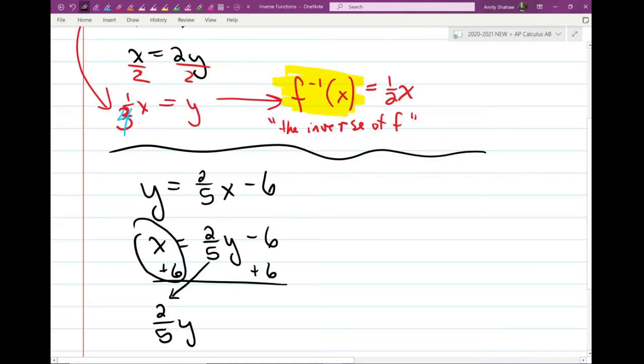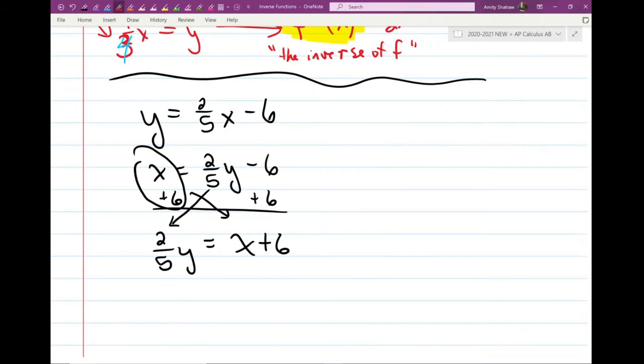And then I have all of this, x plus 6, and I'm going to move it on this side of the equal sign now, x plus 6. And then when I want to solve for y, shouldn't I multiply by the reciprocal, 5/2? Oh yeah, I remember this, right? I'm hoping that you do.